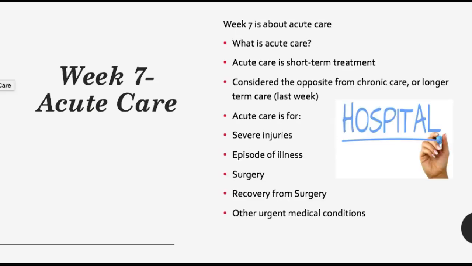So week 7 is about acute care. What is acute care? Acute care is really short-term treatment. It's considered the opposite from long-term care, or sometimes called chronic care. Acute care is really the treatment of injuries, illness, includes surgery, pre- and post-surgery, any kind of urgent conditions that a person might have.